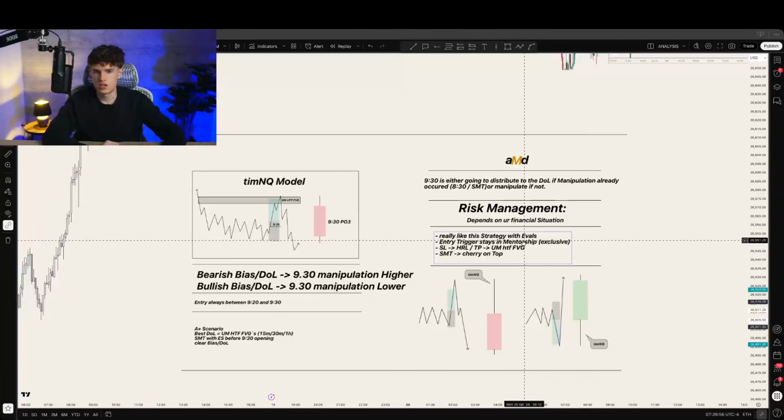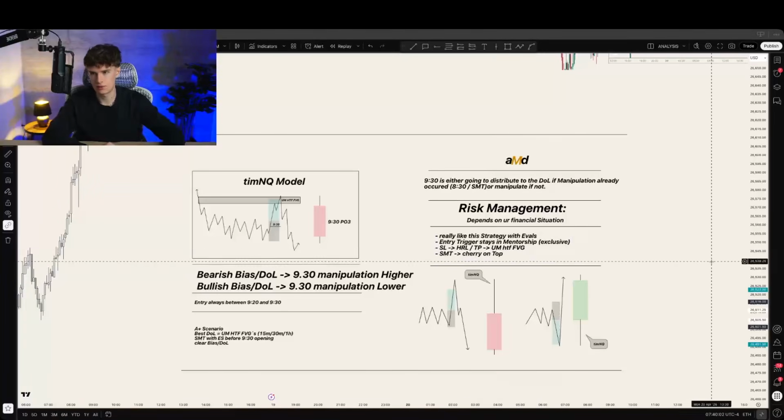The stop loss should always be high resistance liquidity, and the take profit should always be an unmitigated high time frame fair value gap. I'm going to go into that in a minute on the charts. And obviously the SMT is the cherry on top, okay?